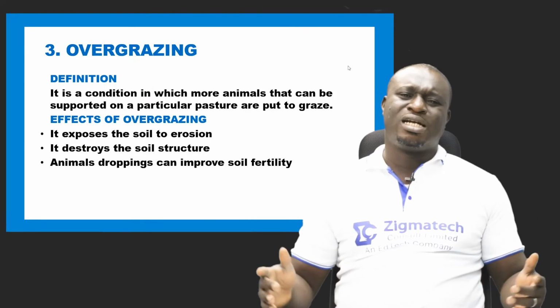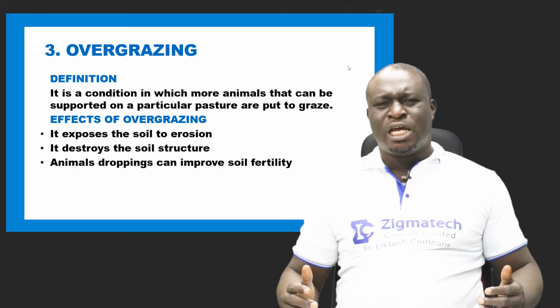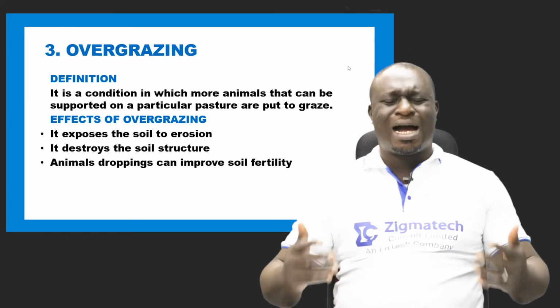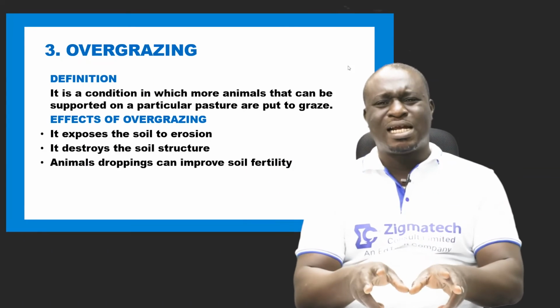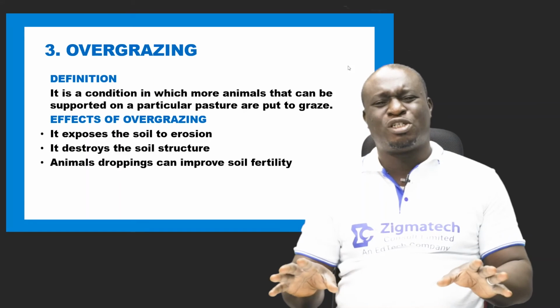Number 3 is overgrazing. Now, overgrazing is a condition in which more animals are put into a particular piece of land to graze a small piece of land.